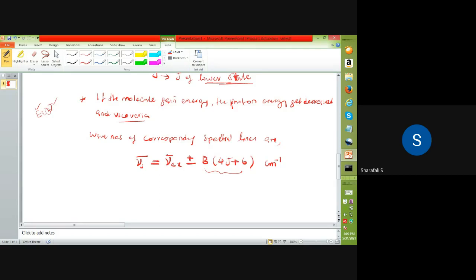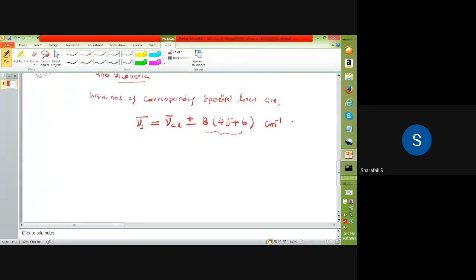So both of these are possible in physics, and we will get lines below and above the central line. That is the basic Raman scattering, and this is because of rotation. So this is the spectral shift from the central line. How much spectral shift? It is B into (4J plus 6). The shift can be plus or minus because of this.